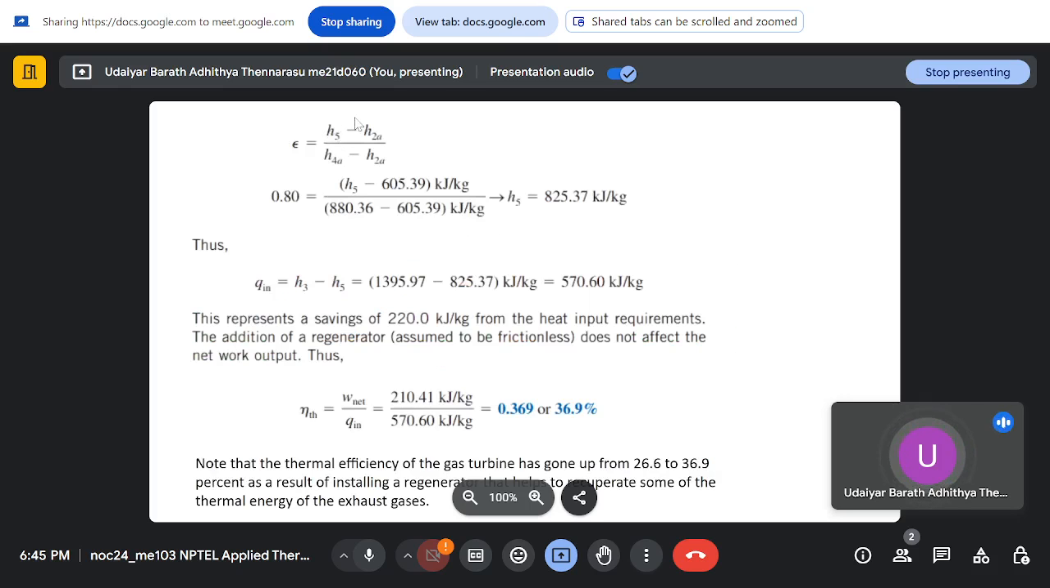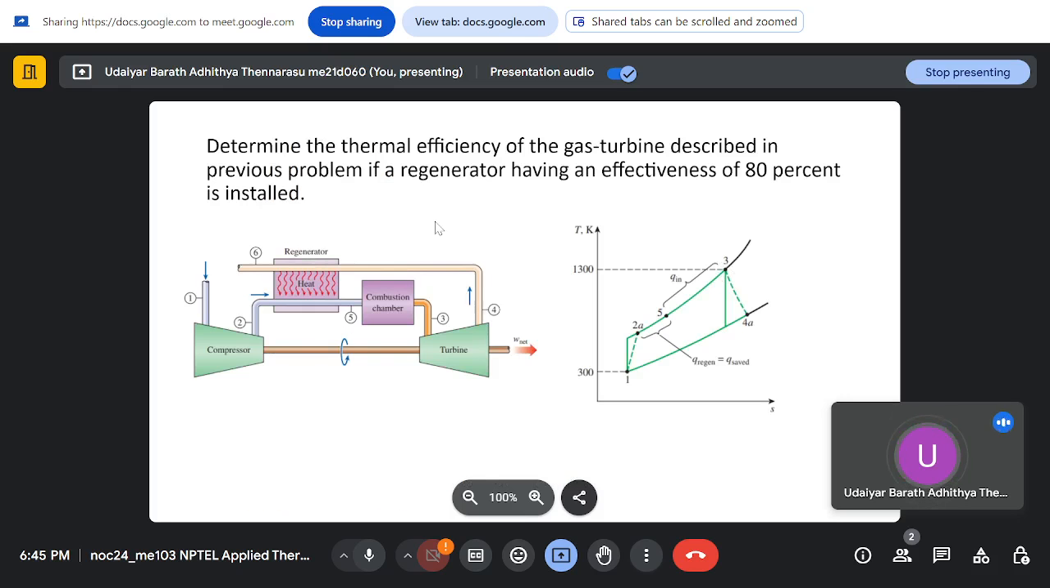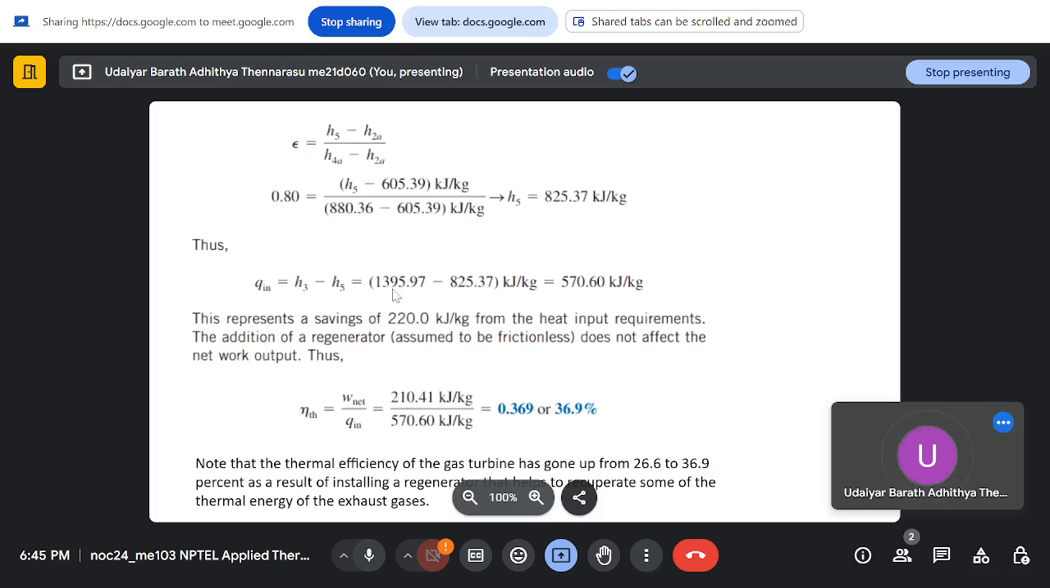So here (H5 - H2A) divided by (H4A - H2A), and effectiveness is 0.8. In this we can find out H5. So H5 is 825.37 kilojoule per kg. Thus heat addition is, we know H3, which we have calculated previously, 1395.97 minus H5, which is 825.37. So this comes out to be 570.6 kilojoule per kg.